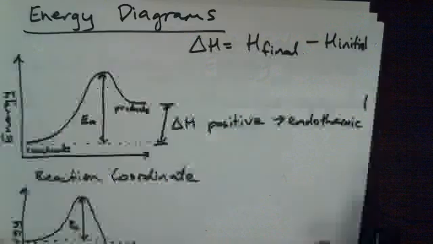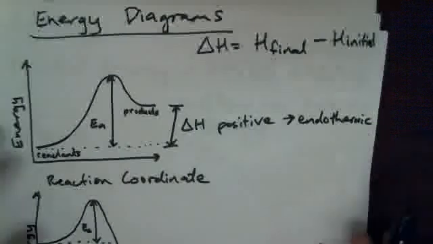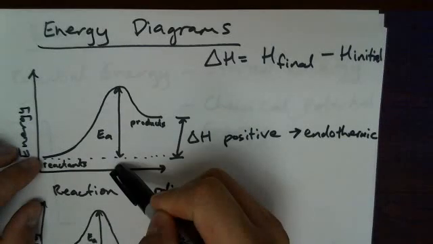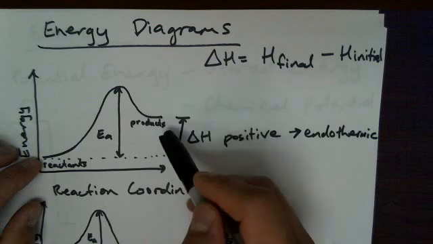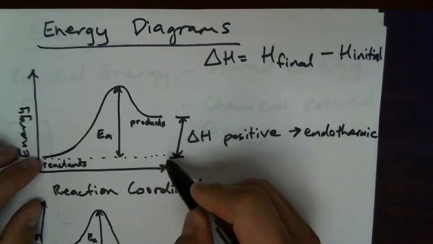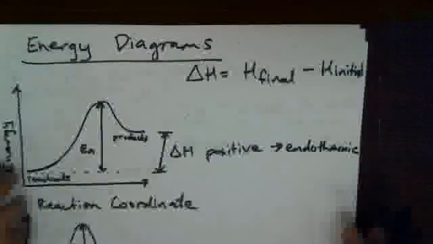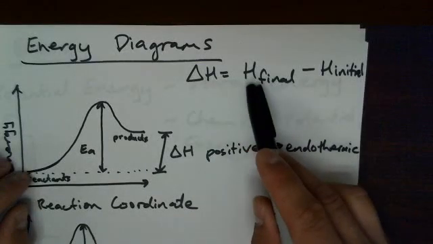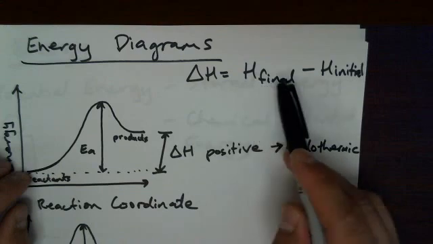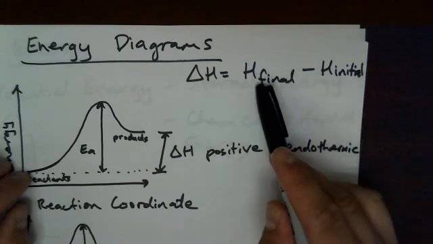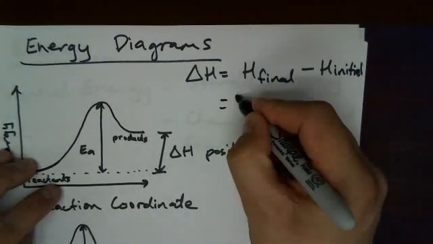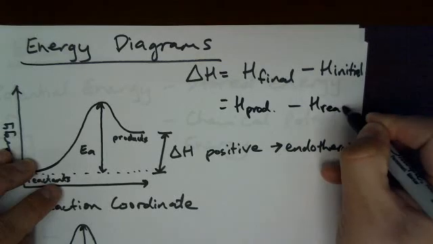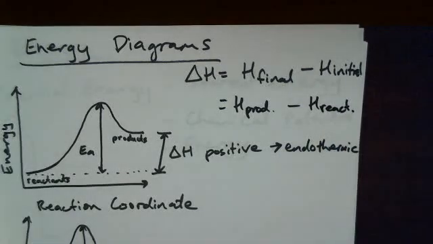So if we look at an endothermic reaction again, you've got this activation energy still has to be supplied, but now our products are at a higher energy level than our reactants. So in all these situations, delta H is defined as the enthalpy of the final situation take away the enthalpy of the initial situation. So in our case, that's delta H of the products take away delta H of the reactants.